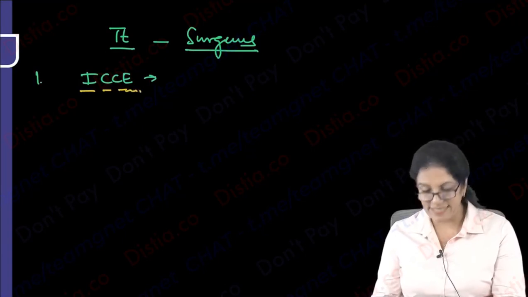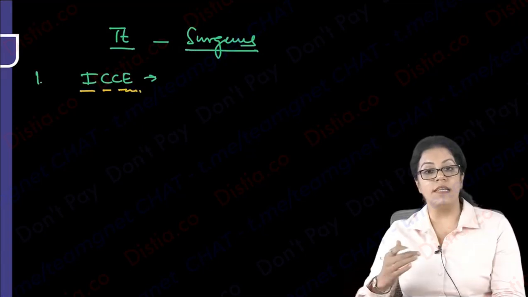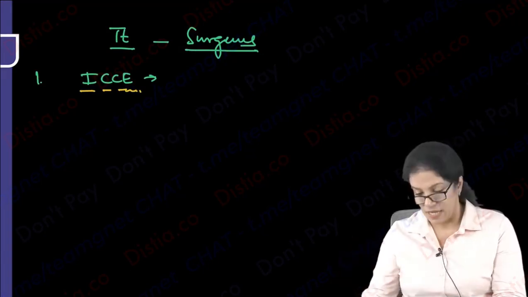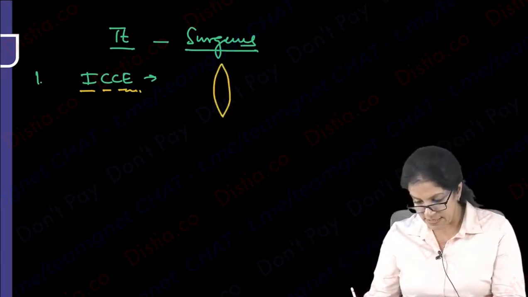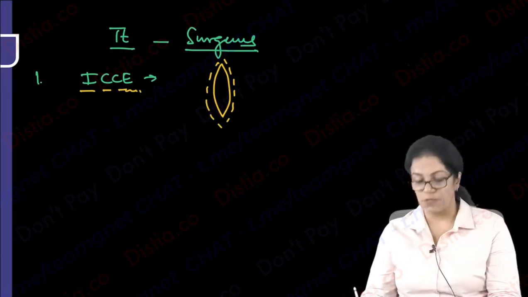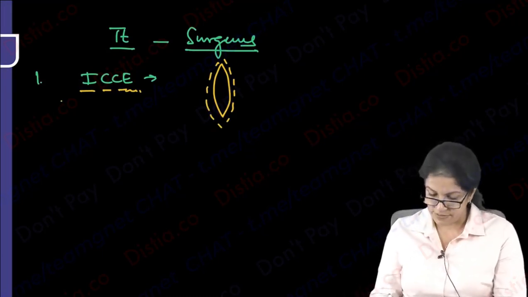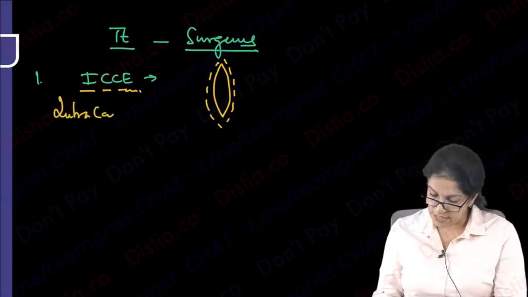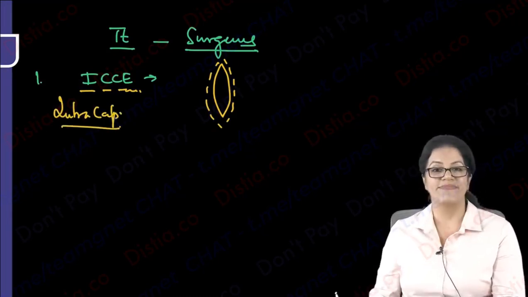Intracapsular cataract extraction. Intracapsular means including the capsule. So this is the lens and this is the capsule, and you're including both. So it's an intracapsular cataract extraction. When you say intracapsular, what do you actually do?